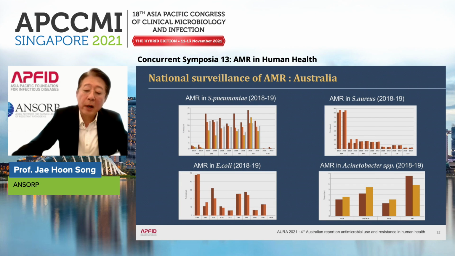AMR surveillance of AURA is also providing the current status of AMR in major bacterial pathogens as shown here. They provide temporal changes of resistance in these pathogens. So if national surveillance can be effectively performed, it can provide very useful information which is needed to combat AMR by individual countries. Also, this would be the most appealing and relevant information to local physicians and practitioners.